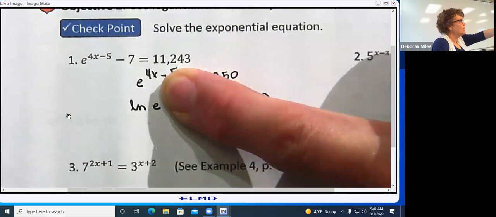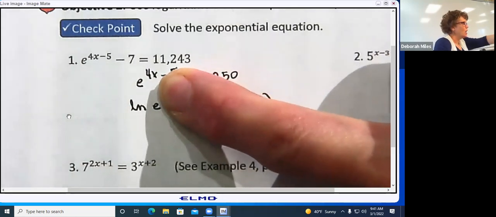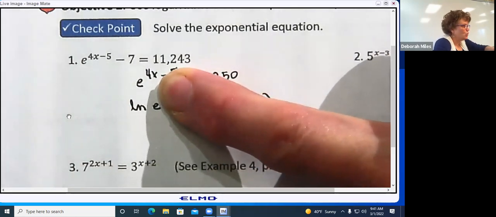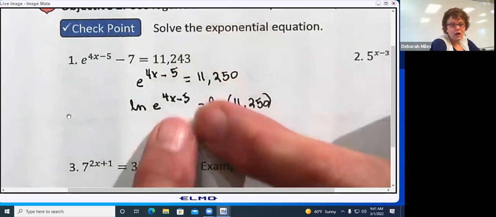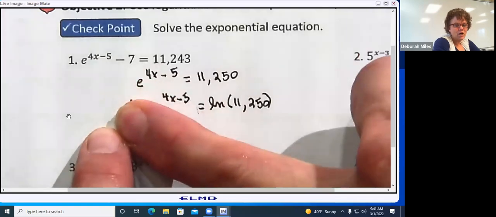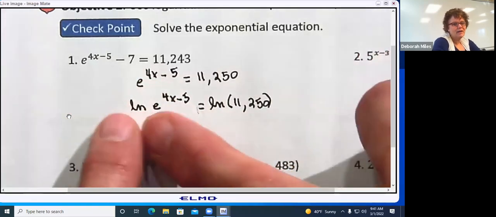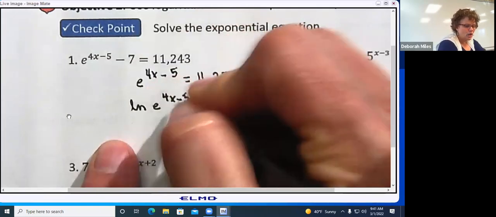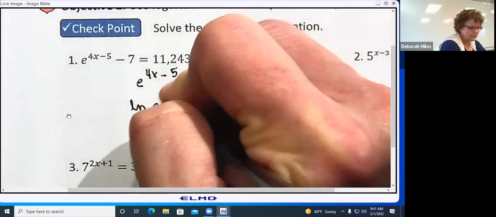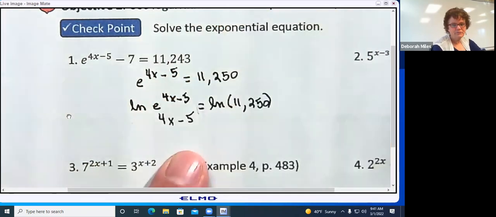Log base 2 of 2 is 1. Log base duck of duck is 1. Log base e of e is 1. So if I brought that 4x minus 5 out front, I'd just have 4x minus 5 times 1. It's easier just to say natural log and e undo each other and leave me the 4x minus 5.